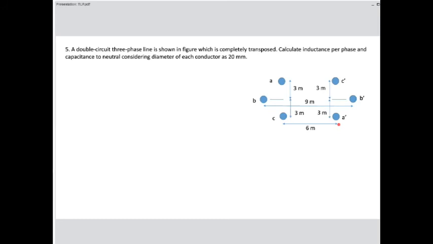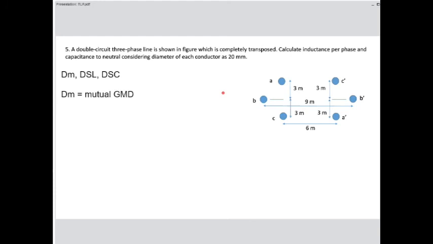So we have to find out the inductance per phase and capacitance to neutral. Again, it's the same thing. What we have to do now is we need to know the DM, DSL, and DSC. These are the three things that we need to find out. So let's do the DM part.